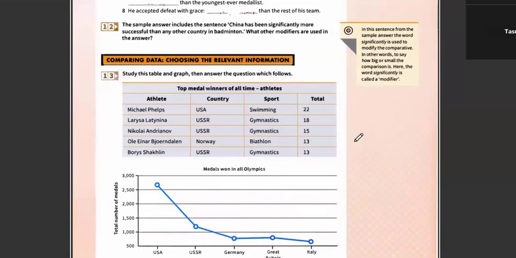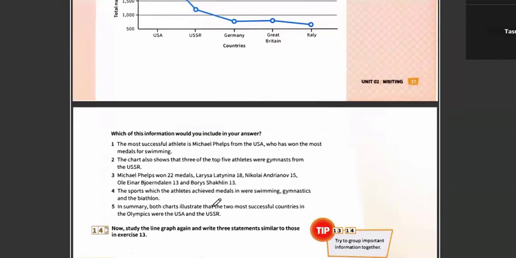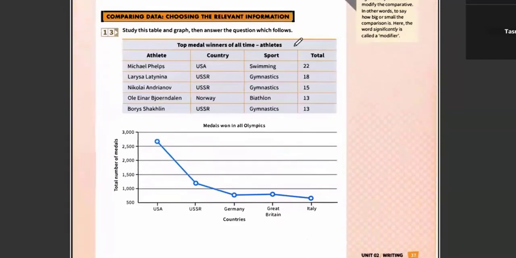So let's look at this. In number 13, we have two diagrams again. One is a table and the other one is a graph. And then we have some questions regarding this. So first look at the diagram. Here, the table represents the top medal winner athletes, the winners of all time. That is what this table is representing.